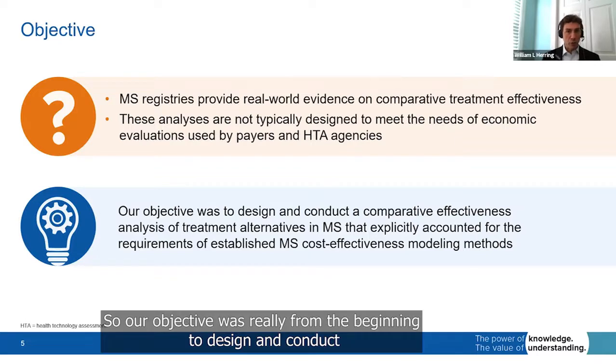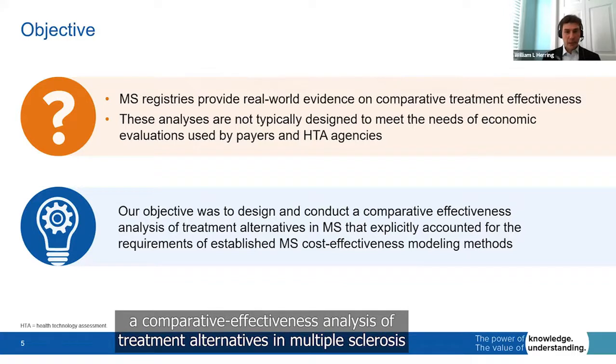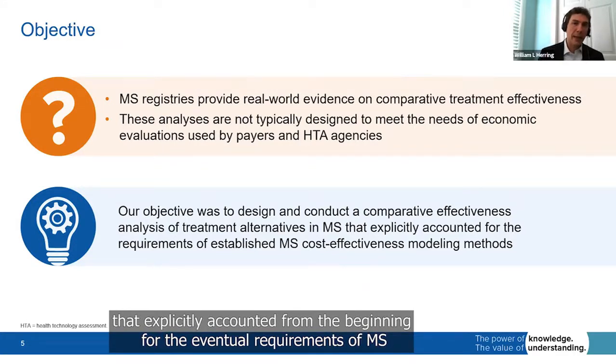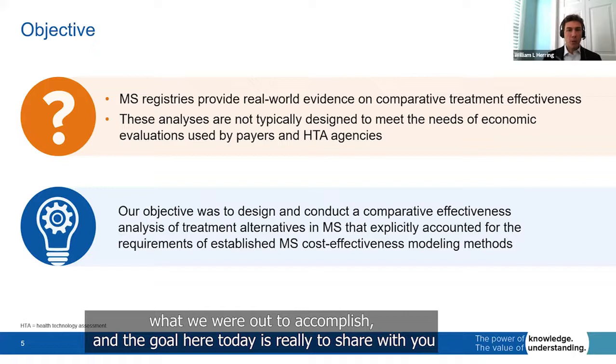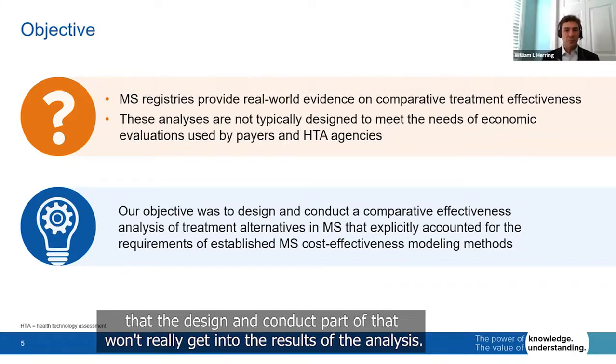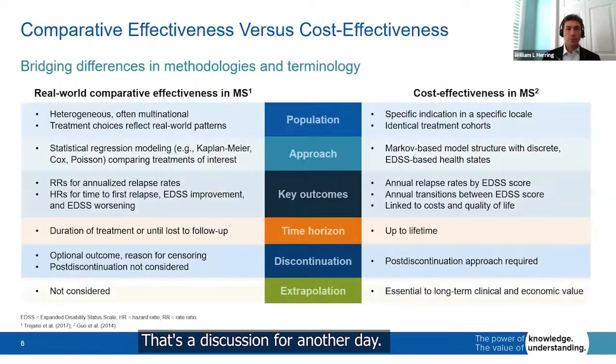So our objective was, from the beginning, to design and conduct a comparative effectiveness analysis of treatment alternatives in multiple sclerosis that explicitly accounted from the beginning for the eventual requirements of MS cost-effectiveness modeling. That's the objective statement of what we were out to accomplish. The goal today is to share with you the design and conduct part of that. We won't really get into the results of the analysis. That's a discussion for another day.